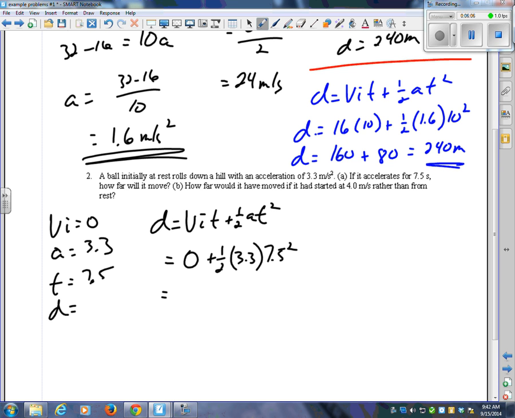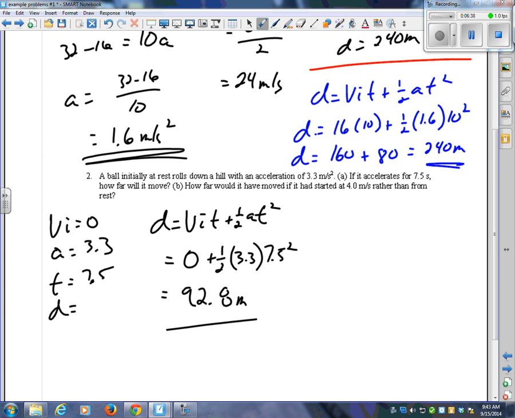7.5 squared. I quite often get kids that ask me, which part is squared? Do I have to square the 3.3? No, just the 7.5, right? In fact, your calculator should do order of operations for you. You should be able to go 0.5 times 3.3 times 7.5 squared equals. Make sure you hit equals, because otherwise you'll probably just get 7.5 squared, and you should get 92.8 meters. Is that what you got?